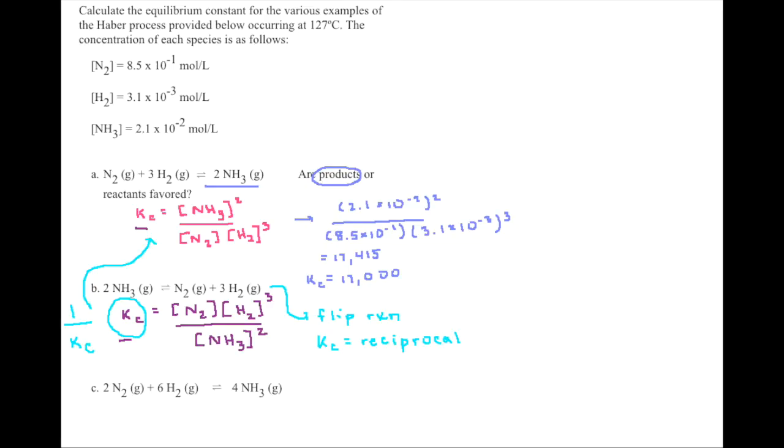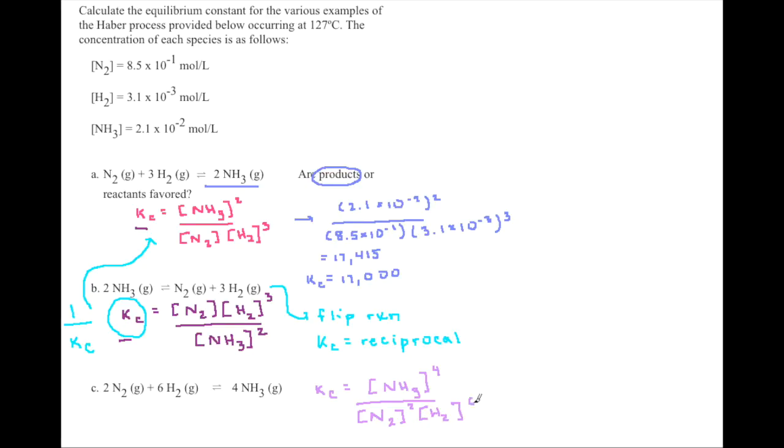Now, let's look at what happens if, notice here, all I've done is I've multiplied all of my coefficients by 2. That's the only way it's different from A. So if I find my Kc of this one, I know that this is going to be equal to NH3, instead of squared now, it's going to be raised to the 4th, and then this is going to be N2 squared, and then this is going to be H2 to the 6th.